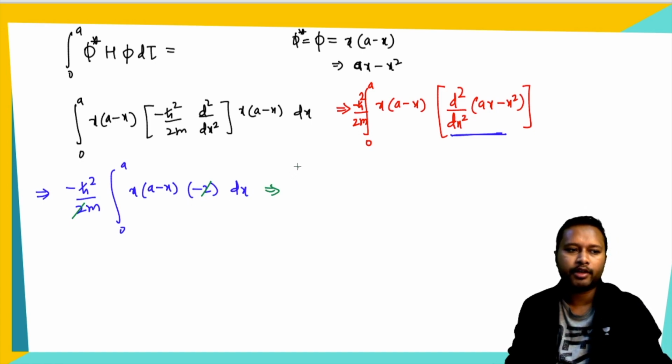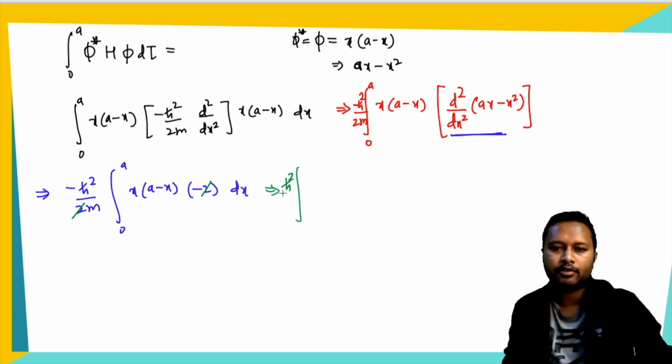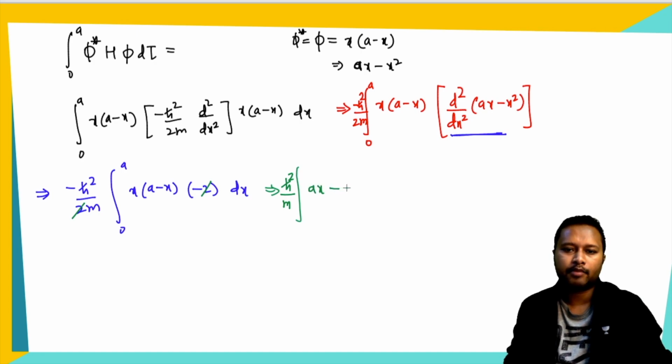So I am going to get h cross, what will be left out? H cross square upon m. All right, minus sign will be removed, 2 is cancelled out, integration of it has become ax minus x square. I'll just multiply here, and dx. This is what I have now. And from 0 to a, I have to separately integrate it, so I'll do it on the next line.